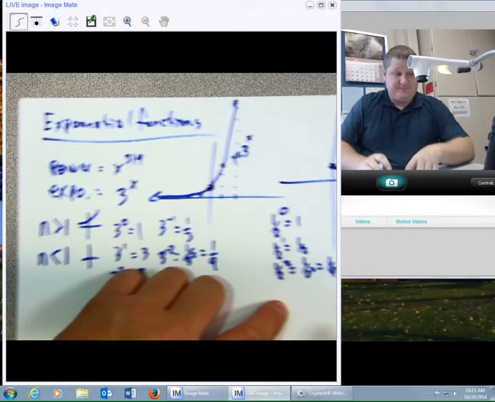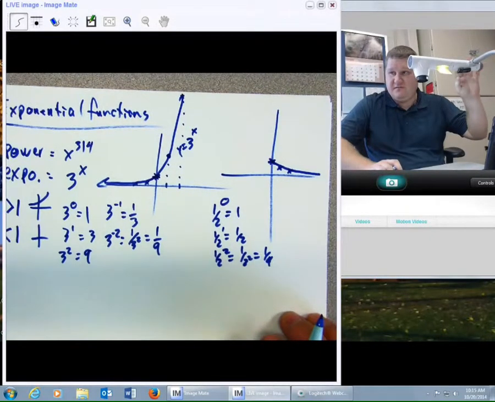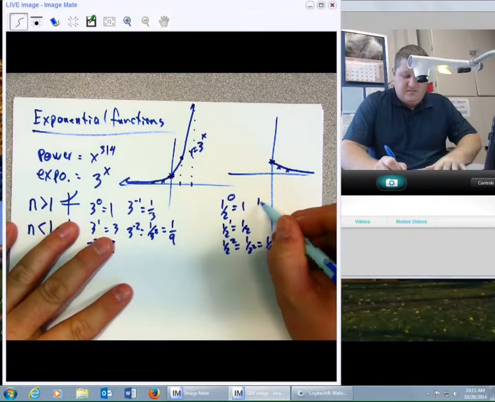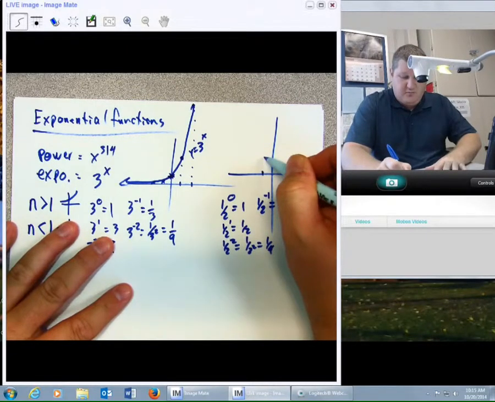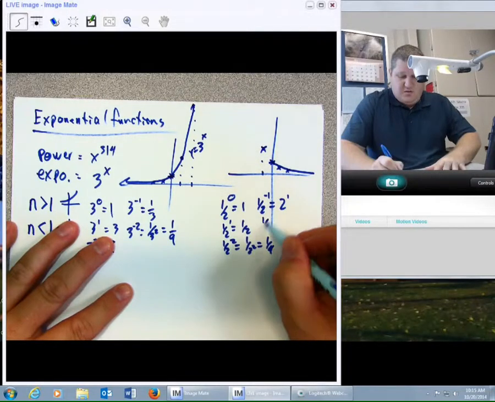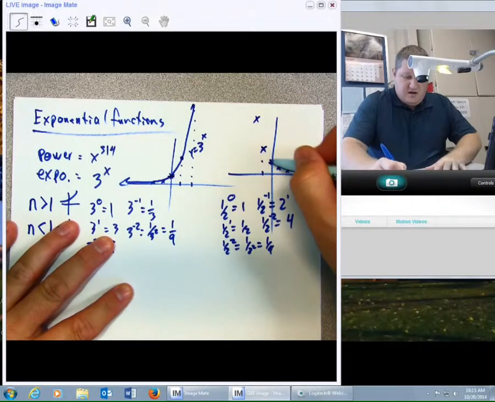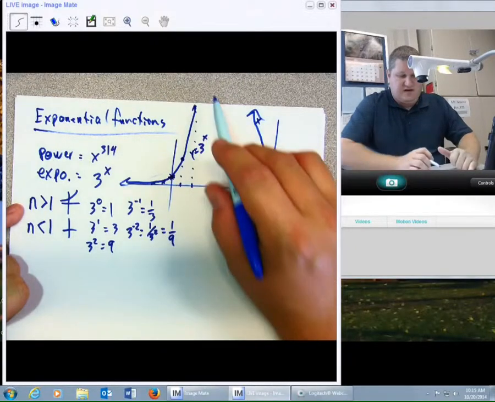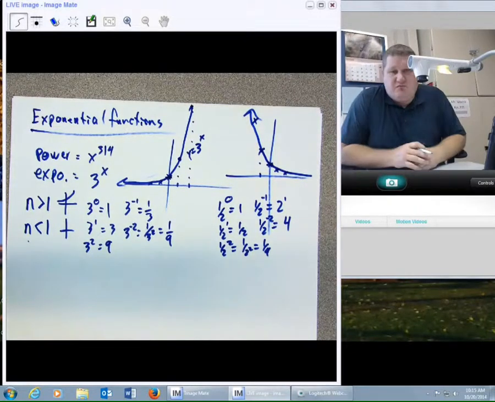Now, additionally, if you have 1/2 raised to the negative first, that's going to be 2 to the first. So back 1, up 2. All right, 1/2 to the negative second, that's going to be 4. So if your base is greater than 1, it rises from left to right. So greater than 1 rises, less than 1 falls. So those are your two basic exponential graphs. Now, of course, we can change everything from there.